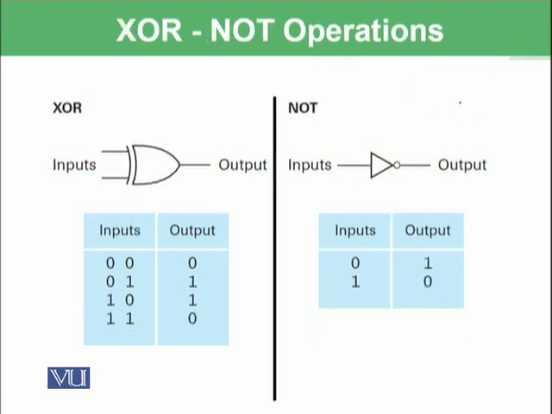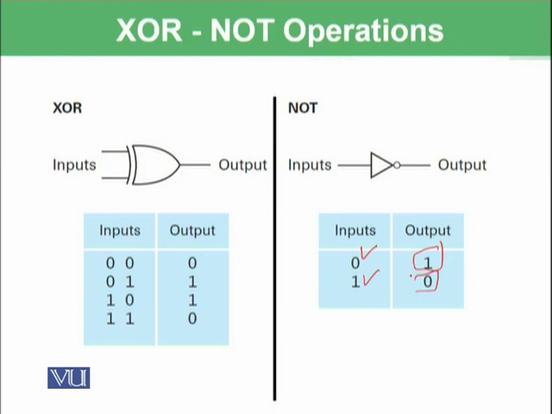Then there are 2 other Boolean operators. One is known as exclusive OR and another is known as NOT. NOT is very simple. If you give 0 as input, it produces 1, and if you give 1 as input, it produces 0. So in computer science, we call it toggle. Whatever you give, it produces the reverse output. So for 0, it produces 1, and for 1, it produces 0.